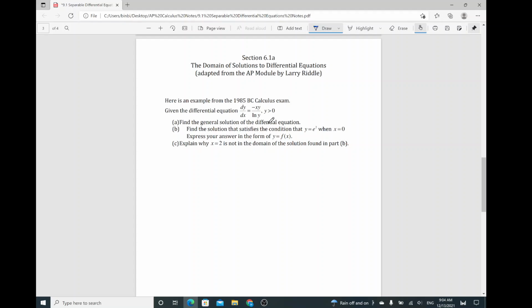So find the general solution of the differential equation. What we have here is dy over dx equals negative xy over natural log of y, for y greater than 0, because that's the domain of the natural log function. So we start off with cross multiplication. We got dy times natural log of y equals negative xy times dx.